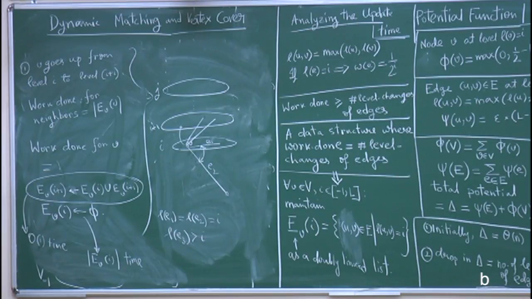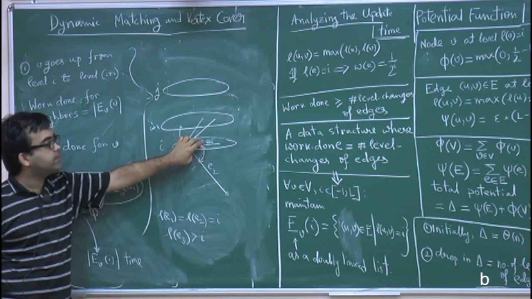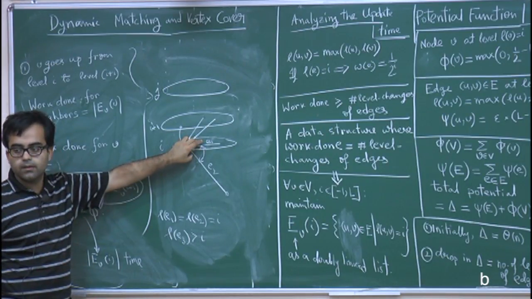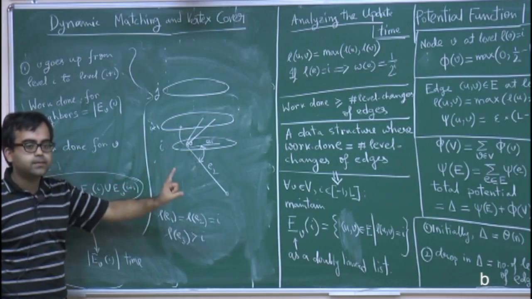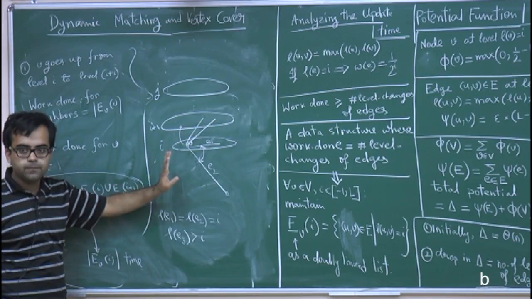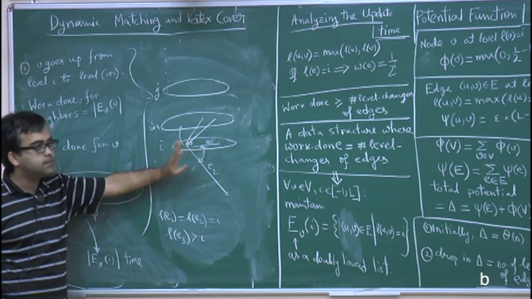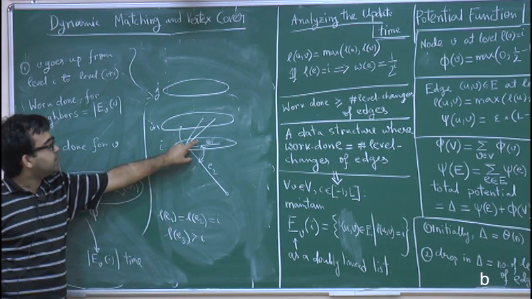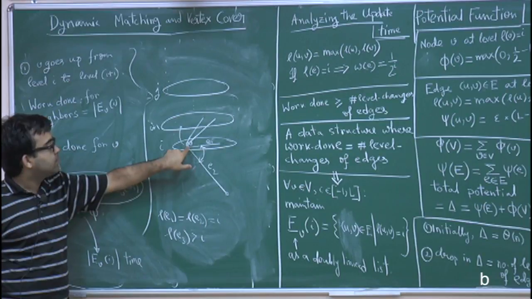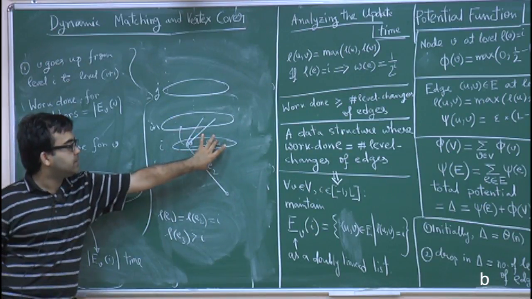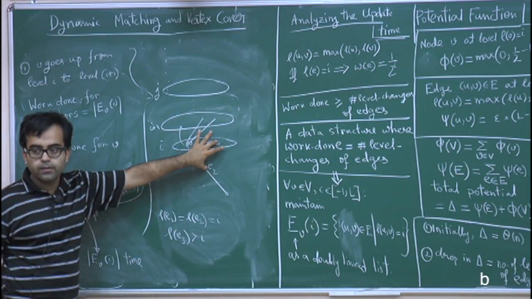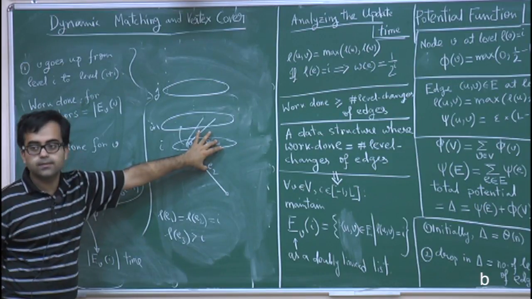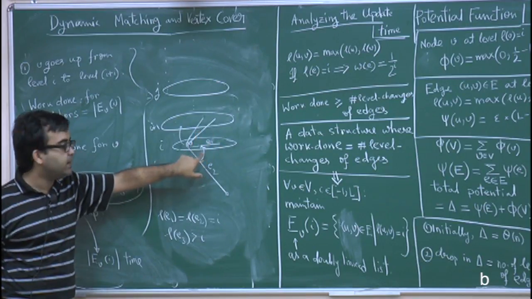On the other hand, what are the number of level changes that occur? It is again exactly equal to EV of I, right? Because the level of an edge does not change if it is not incident upon V. So, you only need to look at the V's incident edges. And of course, the edges that are incident upon V who are in EV of I, so these edges E1 and E2, their level of course changes. Why? Because earlier, yeah.